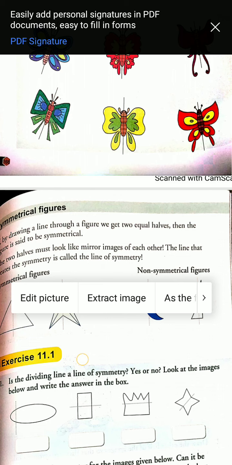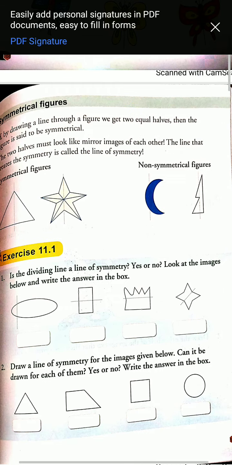Okay, same. If you take here one butterfly, and we divide it into two equal halves, you can draw a line and divide with the line. Then it is just like the reflection of each half in a mirror. Mirror means you are looking at the same thing. That is called a symmetrical figure.